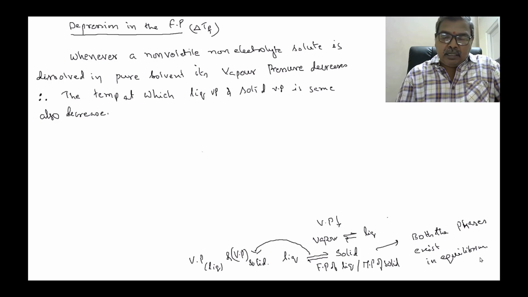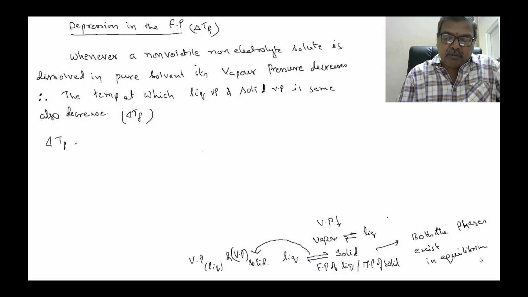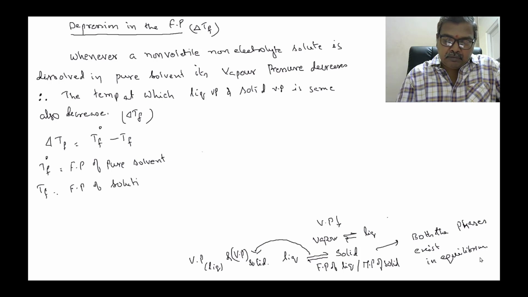Now this is known as depression in freezing point, and it is represented by delta Tf, and delta Tf is equal to Tf naught minus Tf. Tf naught is freezing point of pure solvent. Tf is freezing point of solution having non-volatile, non-electrolyte solute.